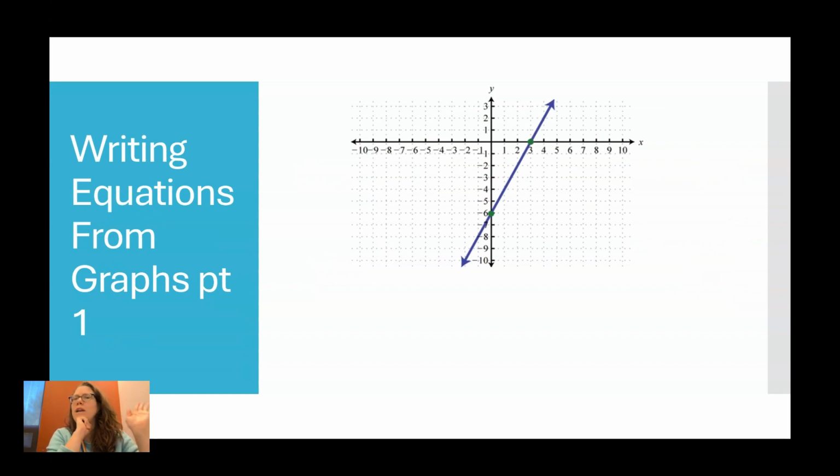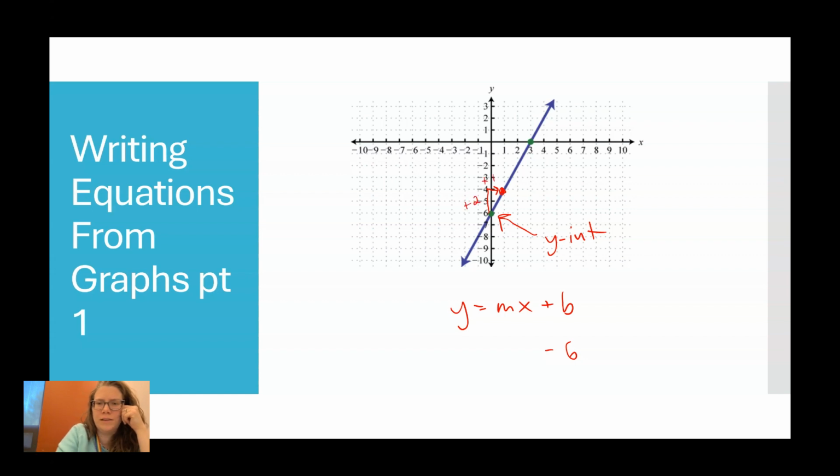Okay, what if you have a graph? Looking at the graph, I can see my y-intercept right now. Fantastic. So in my y equals mx plus b, I know that b is -6. I need to find the slope. Hopefully you remember how to find the slope, but if you don't, we're looking for 2 nice points and we count in between them. This one goes up 2 and to the right 1, so my slope is 2 over 1, or just 2 if you want it.